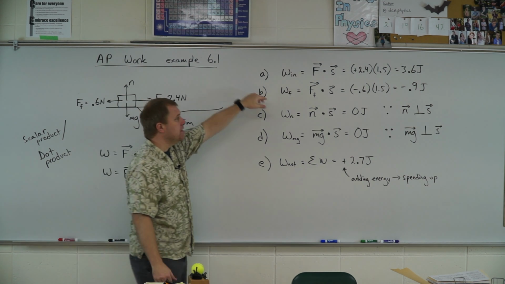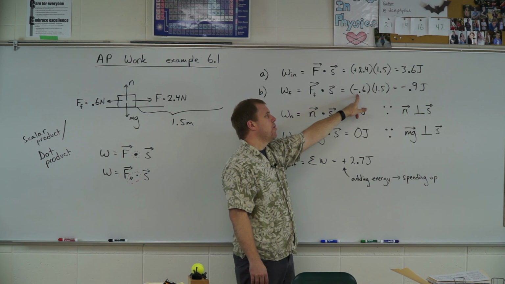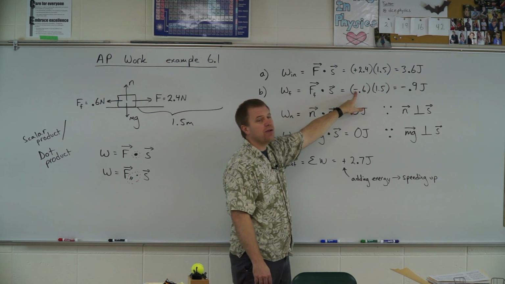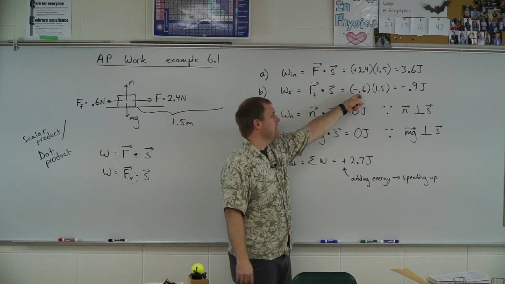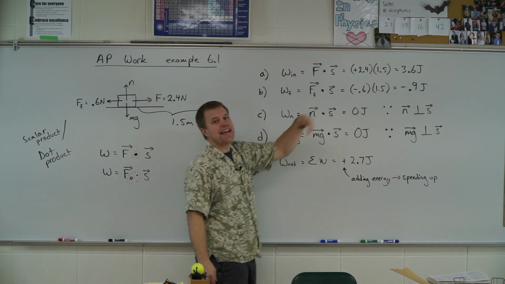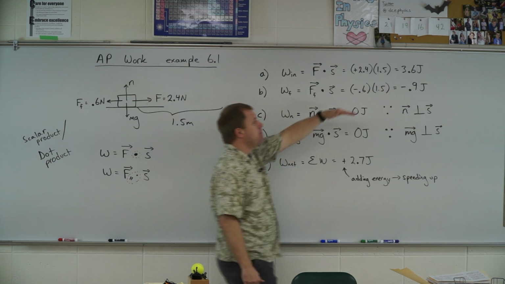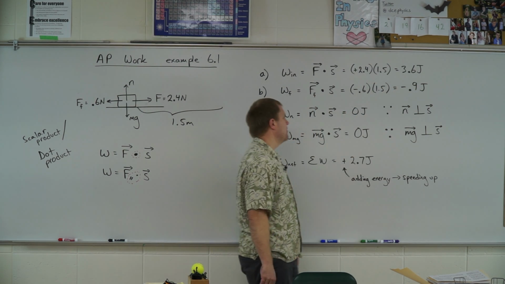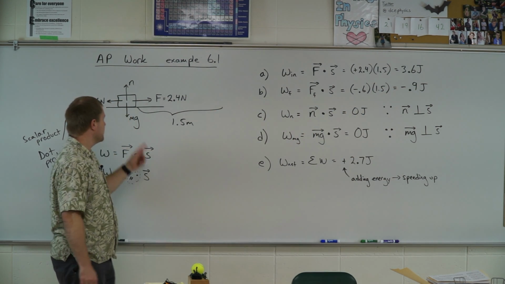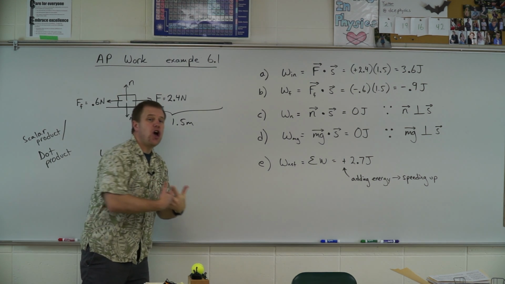Now friction, we do our dot product there. Again, they're parallel, so I don't need to find the components, but I do notice that friction is pointing in the opposite direction of the displacement. So I have a negative 0.6 times 1.5, which gives me a negative 0.9 joules, meaning it's removing energy. So part of the forces are trying to speed it up, part of the forces are trying to slow it down. Normal force and gravity, you'll see, are perpendicular to the displacement, meaning they are providing no energy.